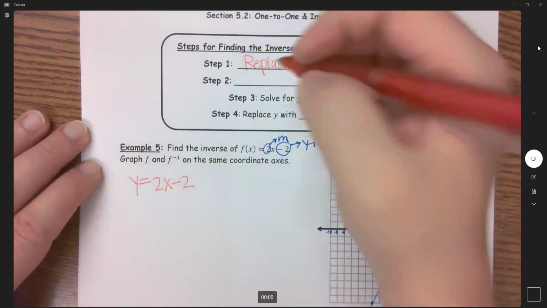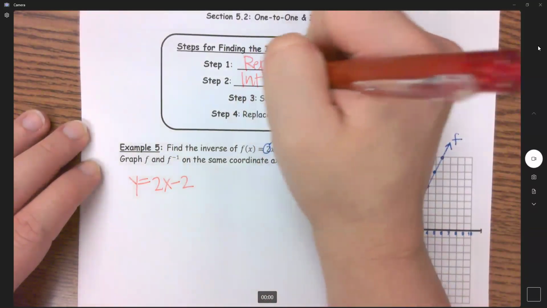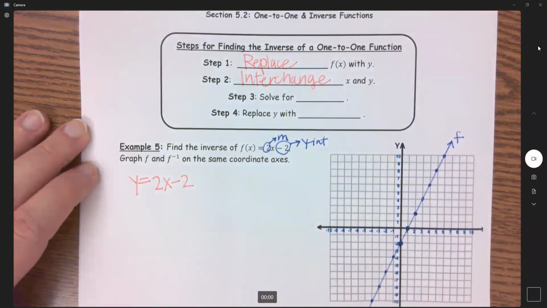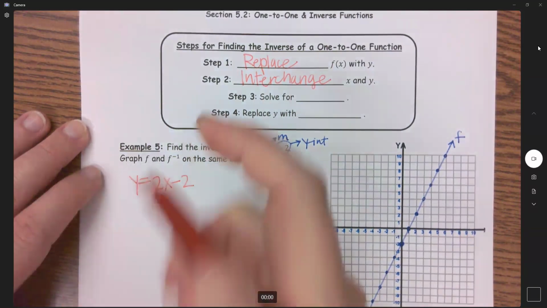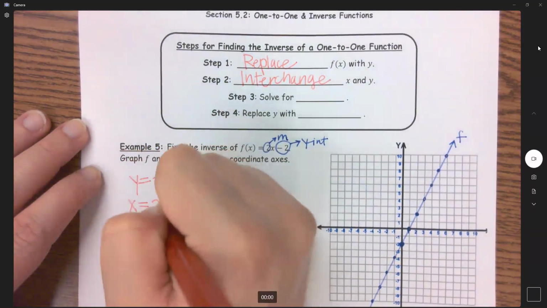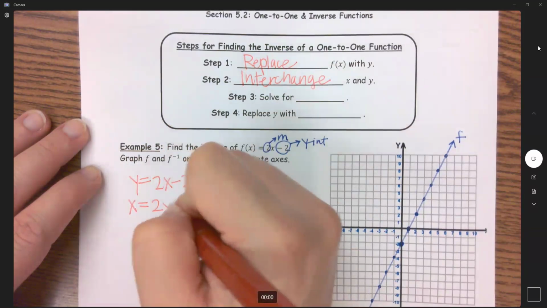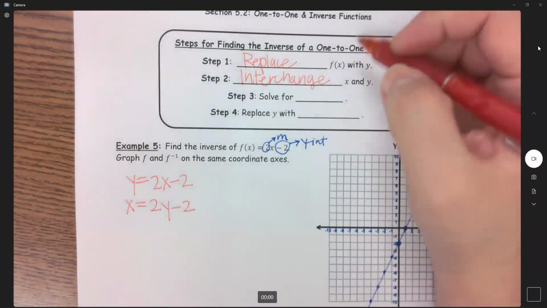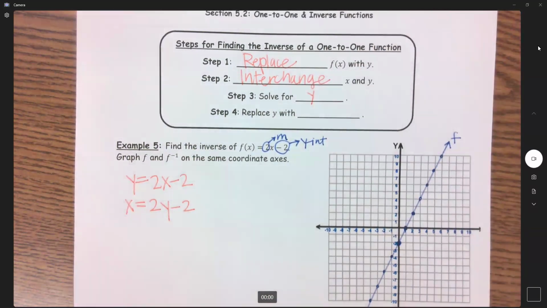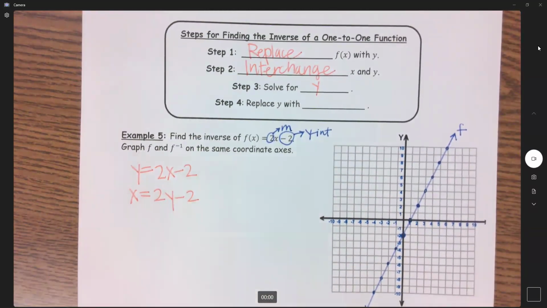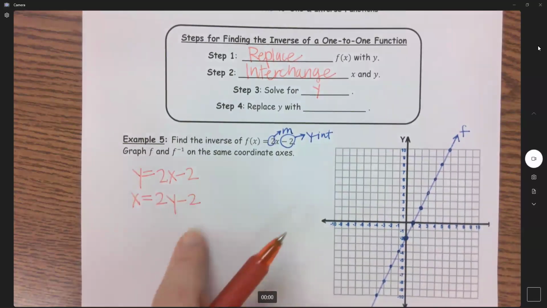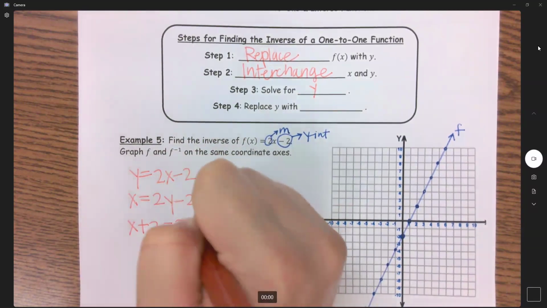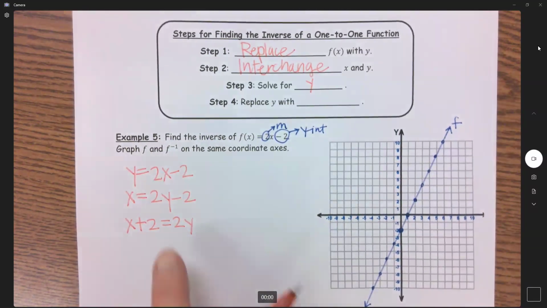The second thing we need to do is interchange x and y. So where I see a y, I'm writing an x. And where I see an x, I am writing a y. Step 3 is to solve for y. So now I need to get this y by itself. So to do that, we're going to add that 2 over. And then divide by 2.